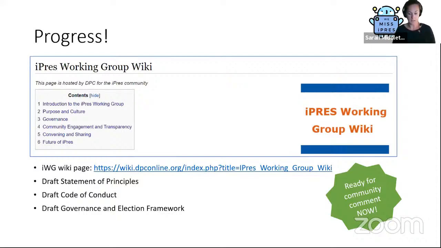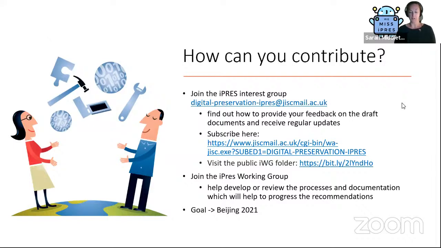So these are all available for you to look at through the iPRES Working Group Wiki and ready for community review now. But how can you contribute? Well, there are 2 main ways really.